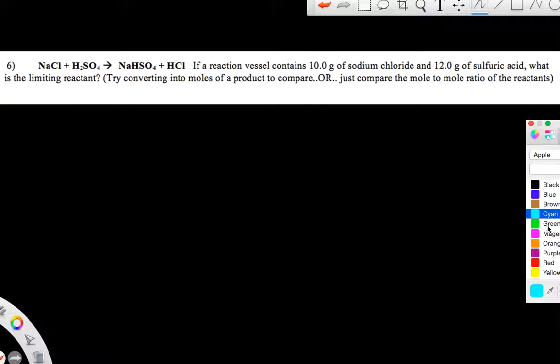If you're feeling confident, you can go ahead and pause and try this one on your own. If not, I'm going to solve it right now. So if a reaction vessel contains 10 grams of sodium chloride, so I'm going to write that in.